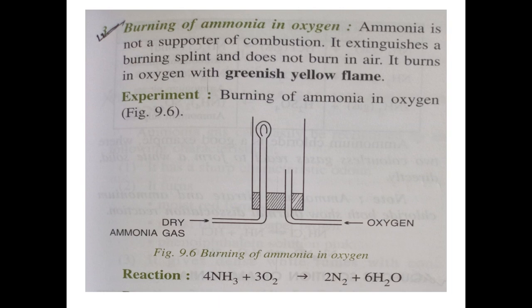So what is the color of the flame when it burns in the presence of oxygen? Greenish yellow. But it does not burn in air. Rather, it helps in extinguishing a burning matchstick. So what is the reaction between ammonia gas and oxygen? This is the reaction. 4 molecules of ammonia combine with 3 molecules of oxygen to give 2 molecules of nitrogen gas and 6 molecules of water. So this reaction can be used to prepare nitrogen gas also. Nitrogen gas can be prepared by burning ammonia in oxygen.